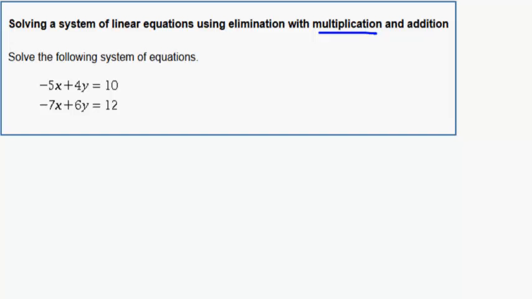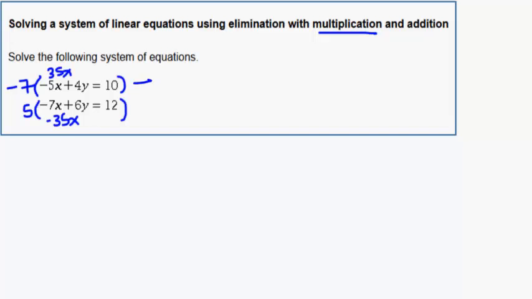So I'm just going to go ahead and eliminate my x's. The least common multiple of 5 and 7 is going to be 35. And I need one of these to be positive and one of these to be negative. So if I multiply this by a negative 7, negative 7 times negative 5 is going to give me a positive 35. And if I distribute this by 5, 5 times negative 7 is going to give me a negative 35. And that's my goal. I want these terms to be able to cancel out.